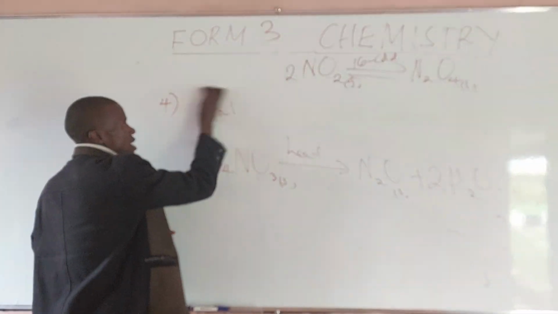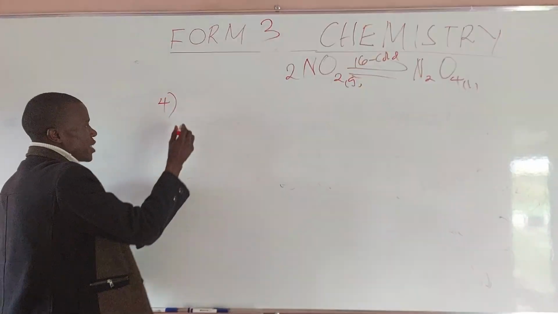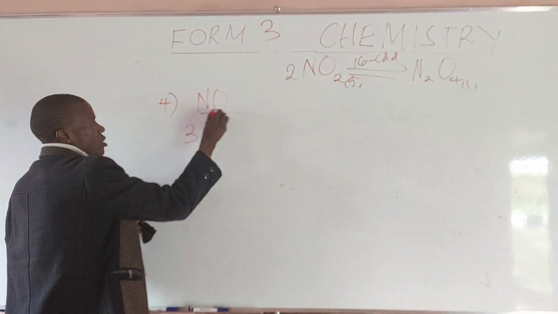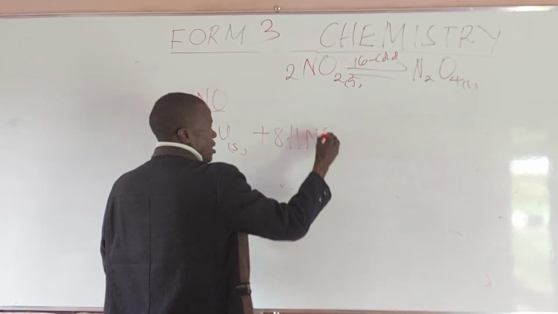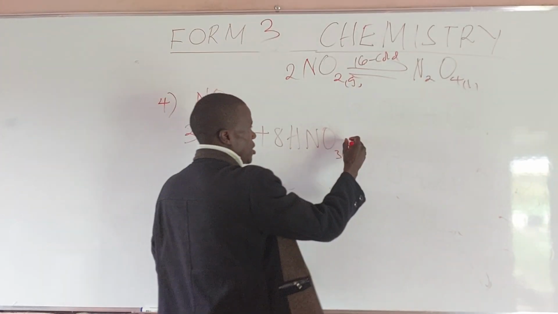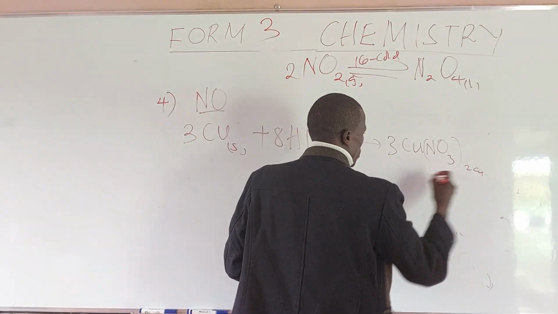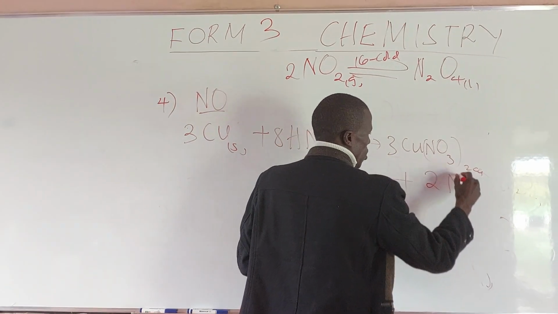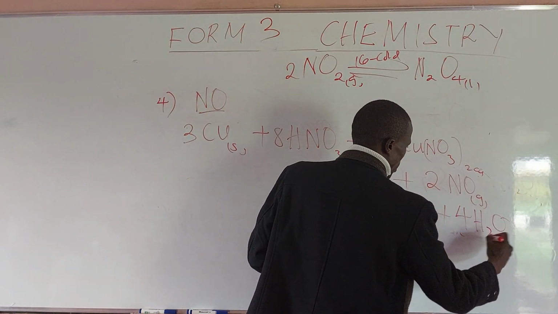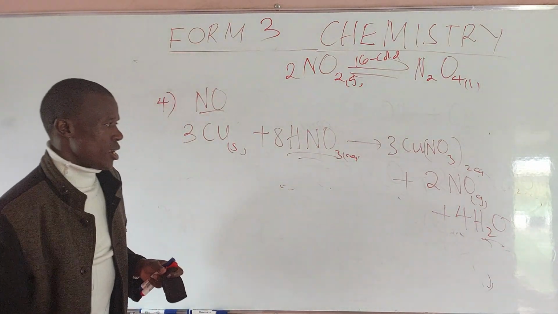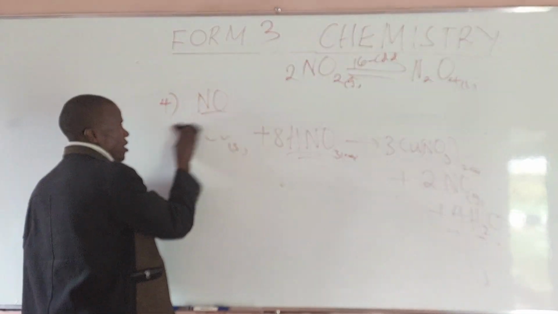If we want to prepare nitrogen 2 oxide, we need copper turnings, 3 moles of copper turnings, 8 moles of dilute nitric 5 acid. We form 3 moles of copper 2 nitrate solution with 2 moles of nitrogen 2 oxide and 4 moles of water. This is dilute nitric 5 acid, or you can call it 50% nitric 5 acid.